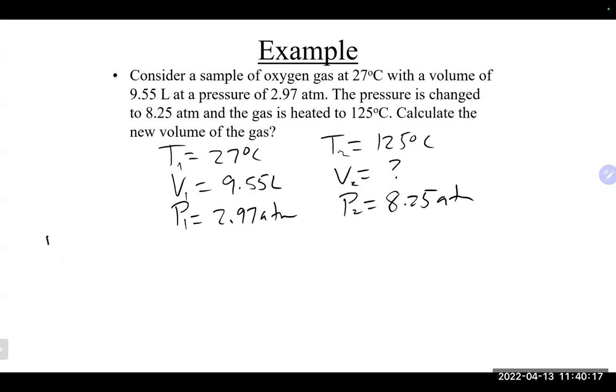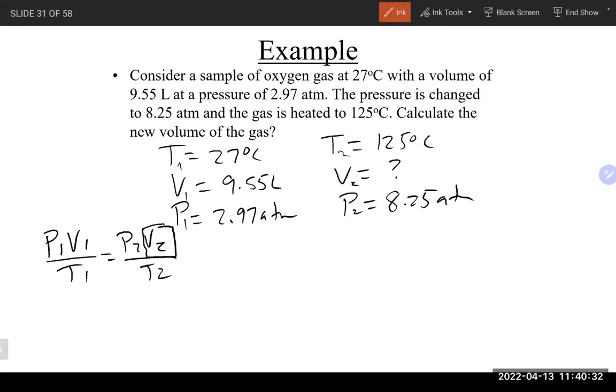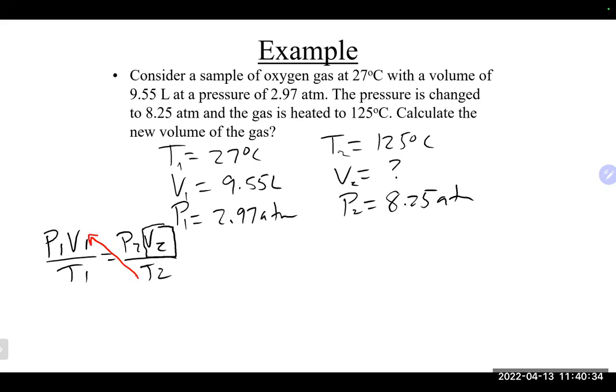That means we got P1 V1 over T1 equal to P2 V2 over T2. In this case, we are looking for V2. So if you want to do the quick conversion there, we take V2 to the top and bring P2 to the bottom. That will give us P1 V1 T2 divided by T1 and P2 will equal our volume. We're basically multiplying T2 to both sides and dividing by P2 on the other side. Any questions on that rearranging?